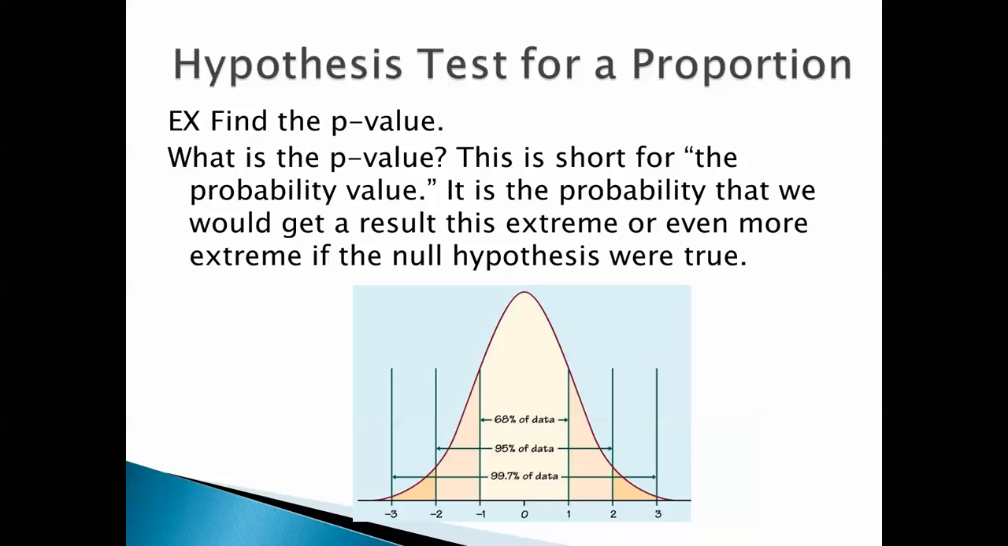Okay, let's find the p-value. Recall what the p-value is. This is short for the probability value. It's the probability that we would get a result this extreme, or even more extreme, if the null hypothesis were true.